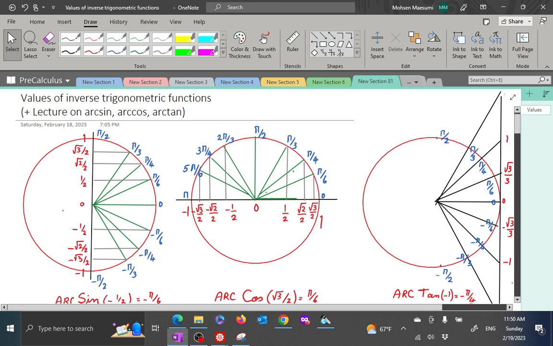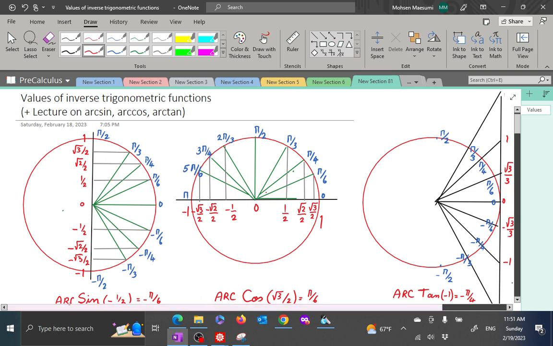So as you see, I've drawn three pictures here. There are unit circles. Some of the famous angles are listed on the circumference. For the sine, you'll see that I am listing them on the right half. For the cosine, I'm listing them on the upper half. And for tangent, again, I'm listing them on the right half. So as far as values of inverse trig functions are concerned, it is straightforward. Look up our table.